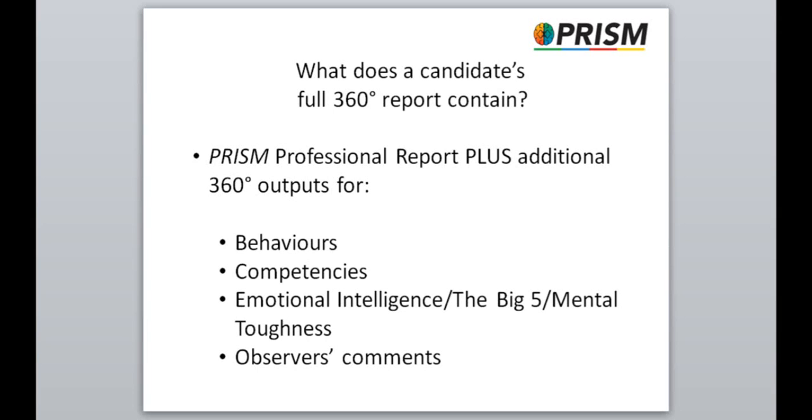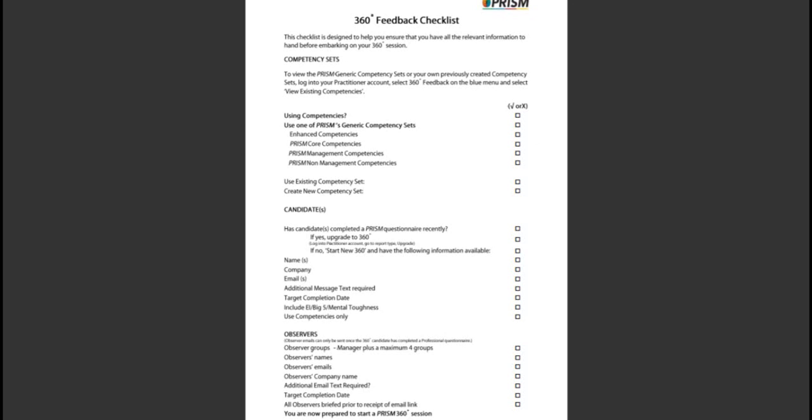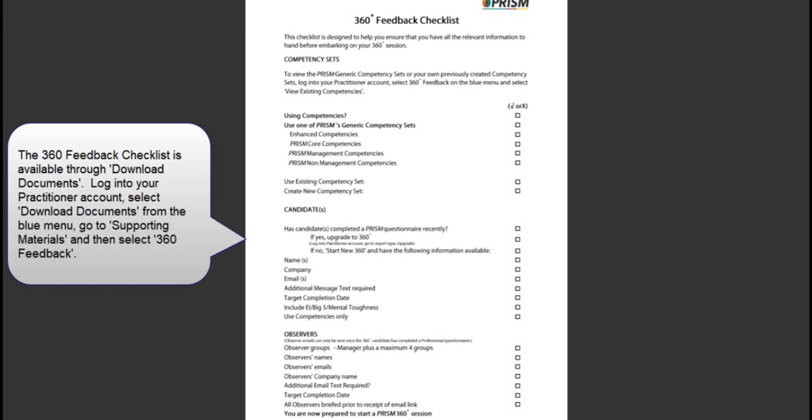For example, if you have a whole team of 20 people going through the process, it is highly possible each team member may have to complete up to 20 feedback questionnaires. Reducing the questionnaire length reduces the length of time this person will take to complete each questionnaire and should enable more accurate feedback. The PRISM 360-degree checklist has been designed to ensure you have all the information to hand before embarking on your 360 session.